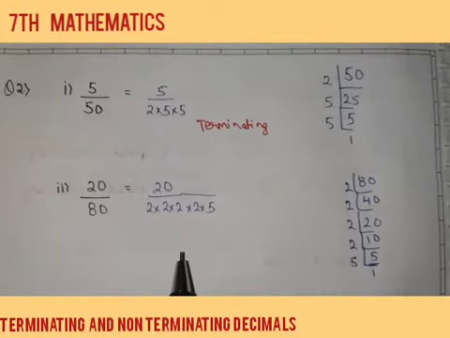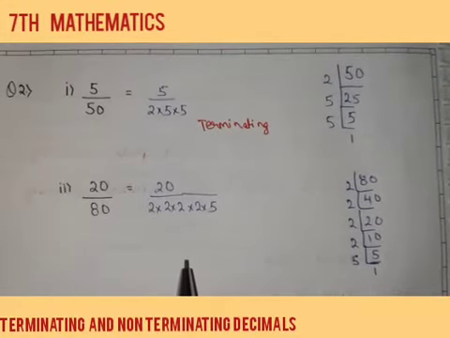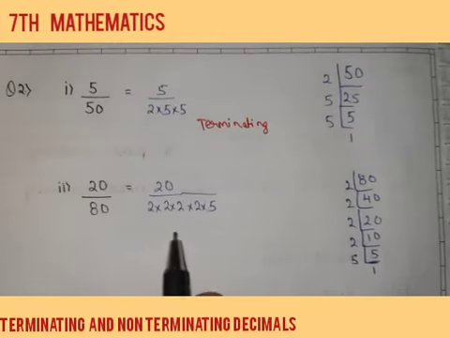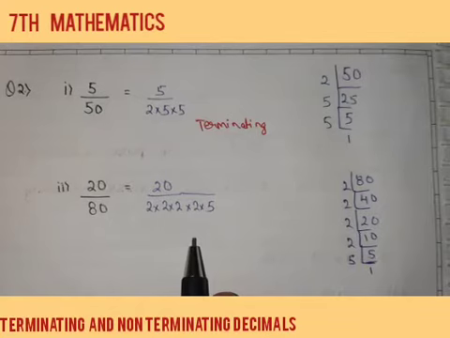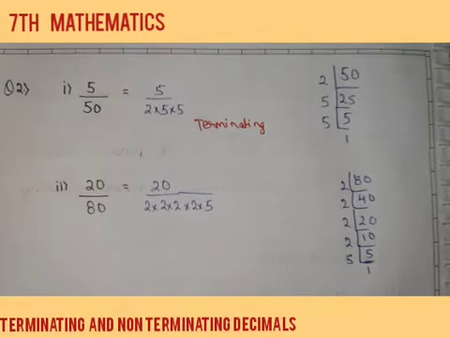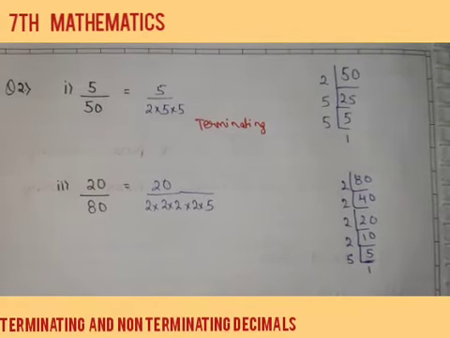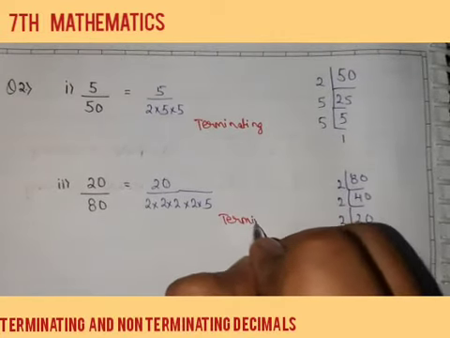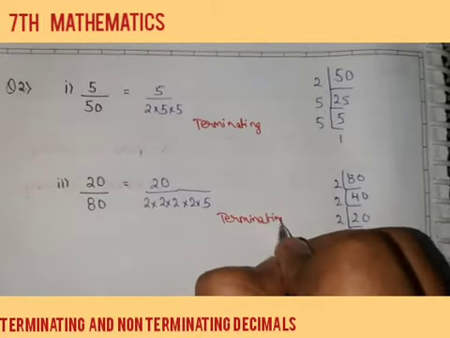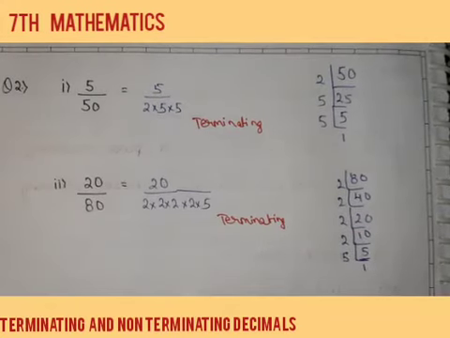Again the prime factors of the denominator 80 are both 2 and 5, therefore 20 by 80 will also be a terminating decimal representation. We can write here terminating. So this is a direct way.